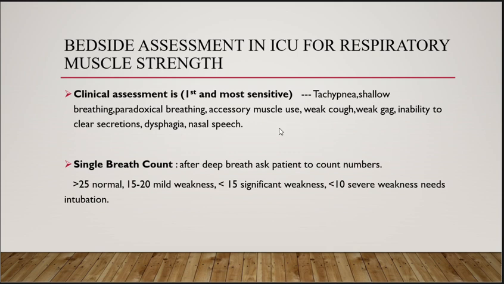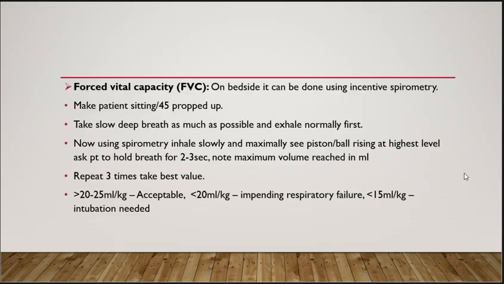Or the single breath count. Ask the patient to take a deep breath and start counting. If the patient can count more than 25, it means normal, but 15 to 20 is a mild weakness where there is a need for ICU admission. Whereas less than 15 is significant weakness, and less than 10 is severe weakness. Once the patient cannot count beyond 10, then consider mechanical ventilation as soon as possible.